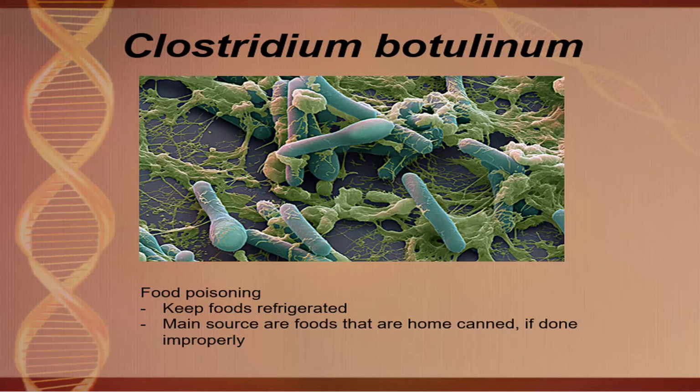The last bacterium I want to look at is Clostridium botulinum. This is food poisoning. This is why we have to keep foods refrigerated. The main source of botulism toxin comes from home canned foods if it's done improperly. Canning your own foods is a great idea. Unfortunately, if you screw it up, this bacteria will proliferate and it can be extremely deadly.